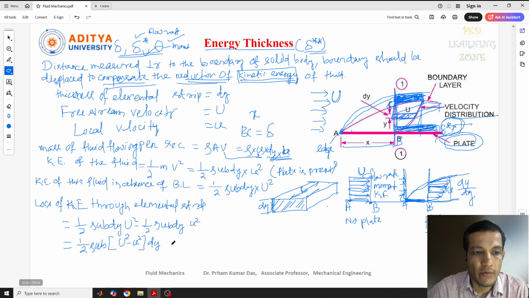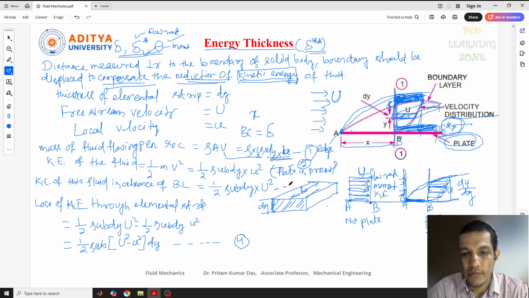Now we can give an equation to this. Let's give this equation 4, and this is equation 1, this is equation 2, and this one equation 3. Now this is the loss of kinetic energy through the elemental strip. Only the small part we have considered has these losses. Now we need to see, from B to C point, how much loss there was throughout this total object.